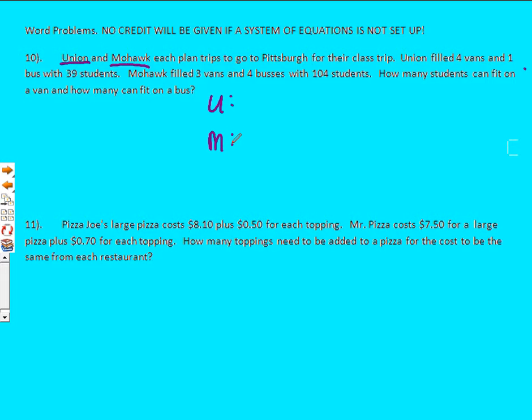For Union, they filled 4 vans. So I'm going to call that 4V. You can use X and Y, or in this case I'm going to use V and B. So 4V plus 1B is equal to the total of 39 students. For Mohawk, they filled up 3V, 3 vans, and 4 buses for 104 students. And there's your system. That's what we're going to look to solve.